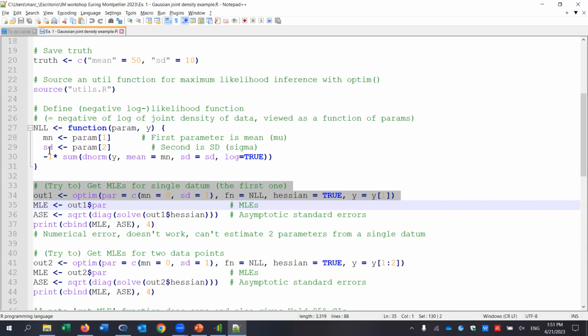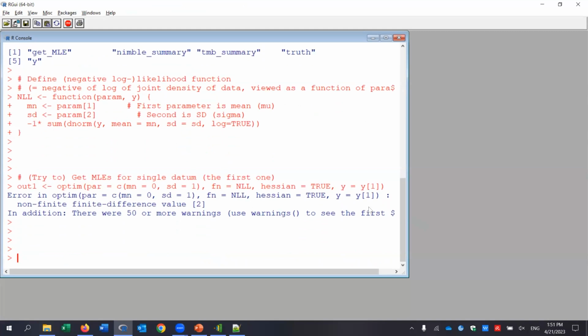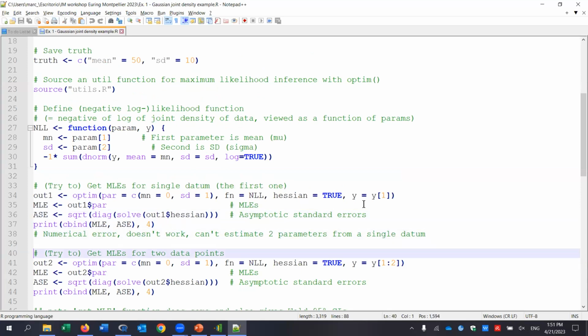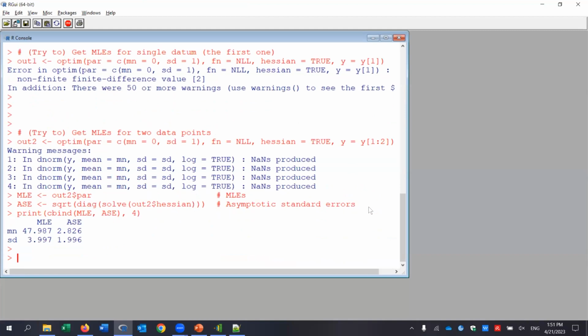And now what I want to show is a very obvious thing, that more data is better. So if I only take this first datum here, the first count, then I'm screwed because I can't even estimate. Optim throws an error here, which I don't fully understand, but I understand that I can't estimate two parameters out of a single data point. If I take two data points, then at least I get some warnings produced, but I get some estimates there already of the mean and the standard deviation.